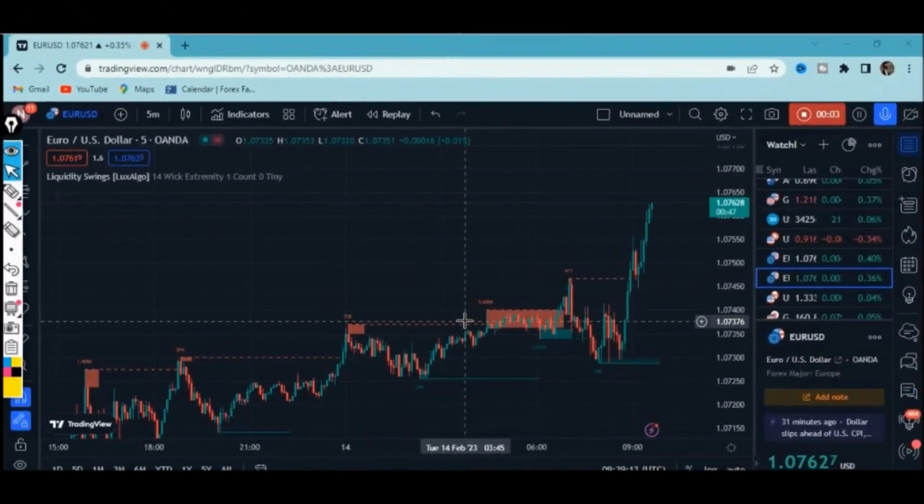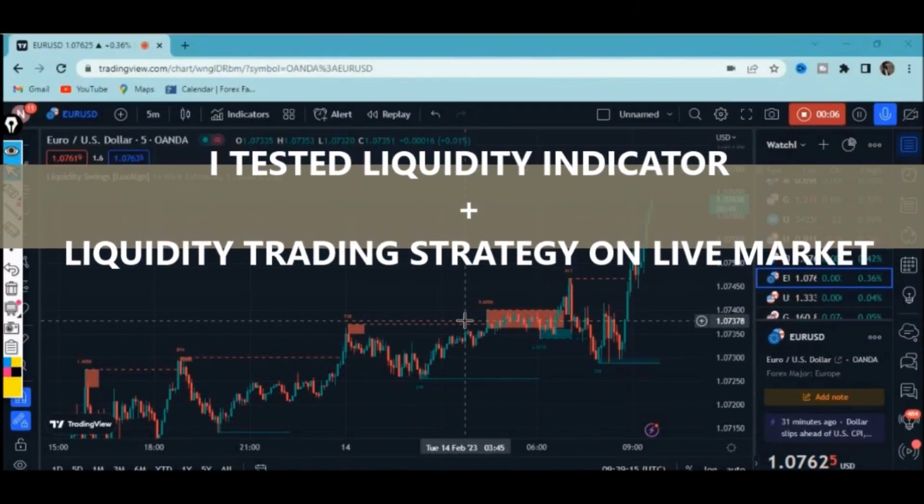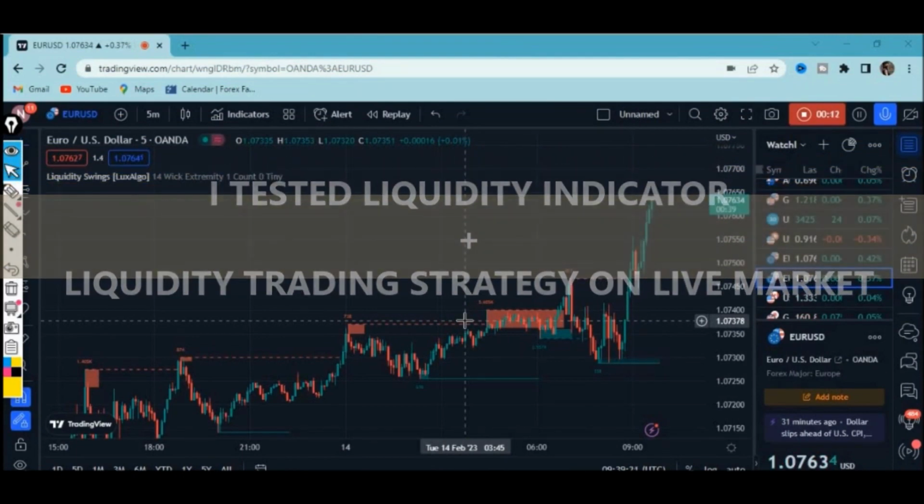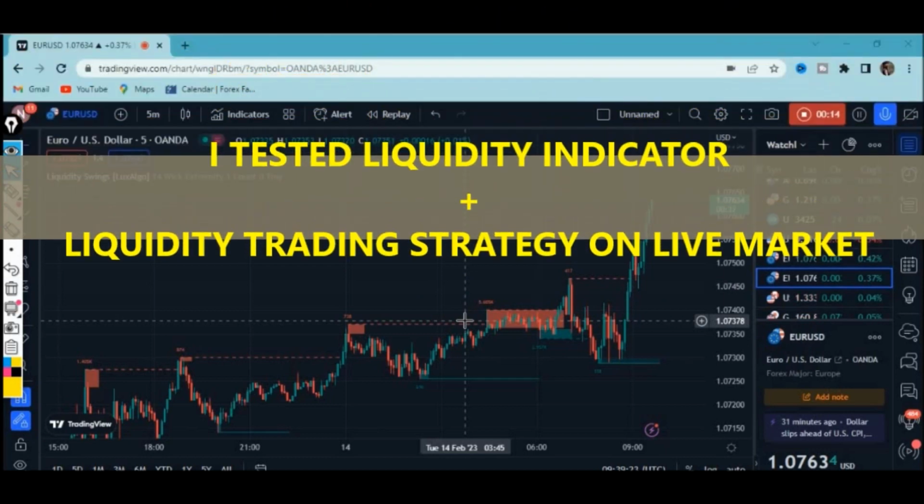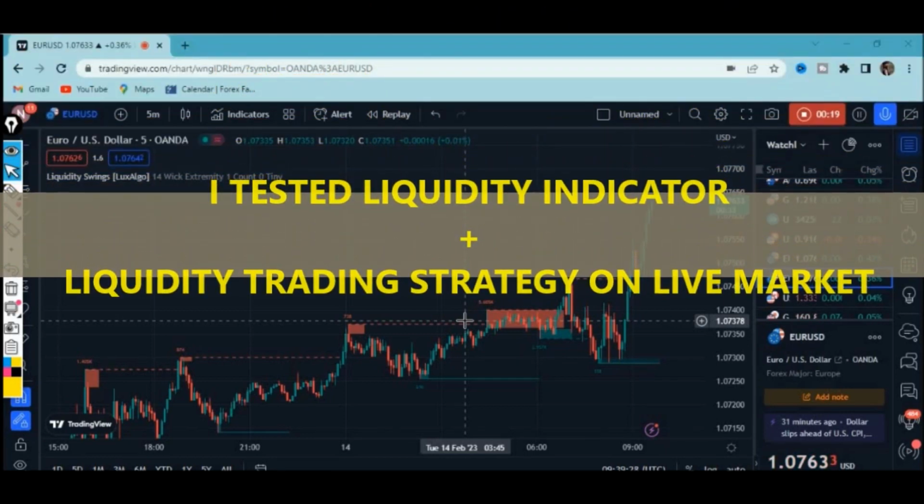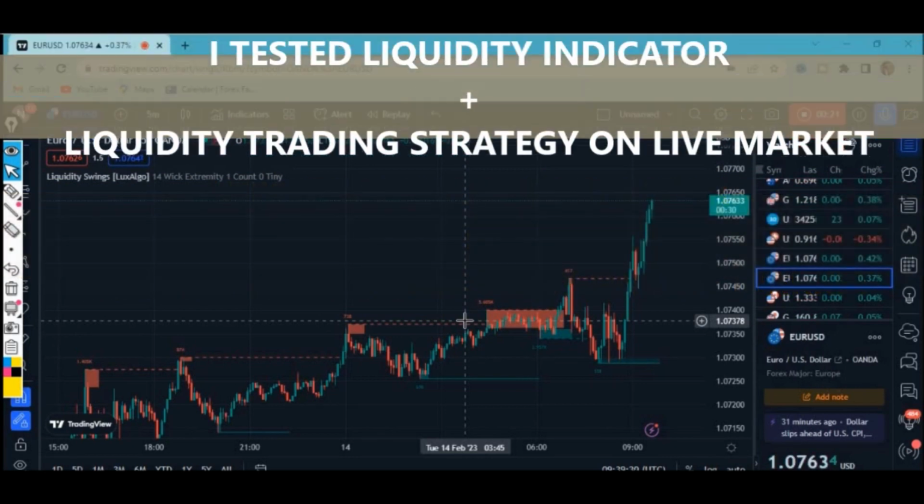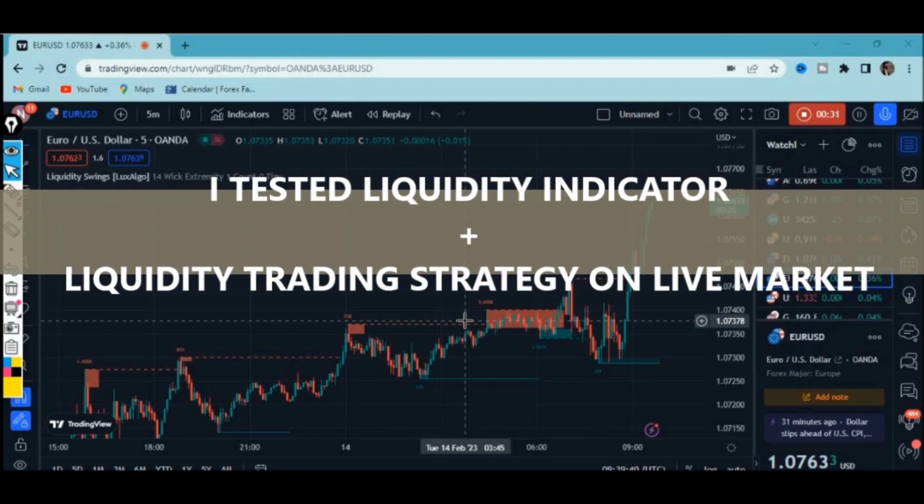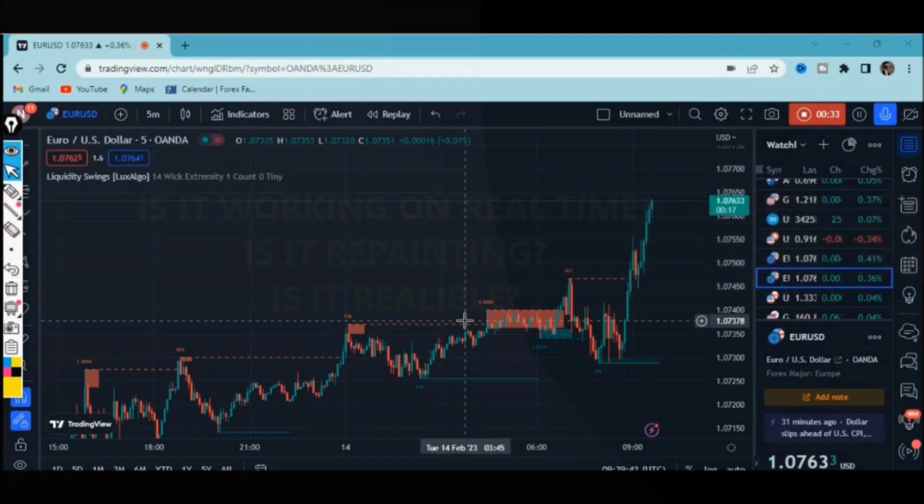We want to really test this liquidity indicator by Lux Algo called Liquidity Swings, and basically we're just going to test this indicator and the strategy I told you that you can use whenever you really want to trade liquidity. So guys, this video is all about testing this indicator on the live market, and we'll be looking at it on all time frames.